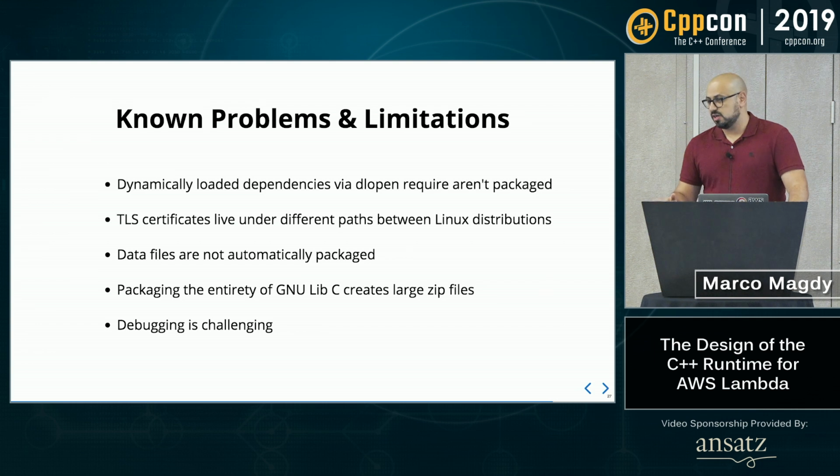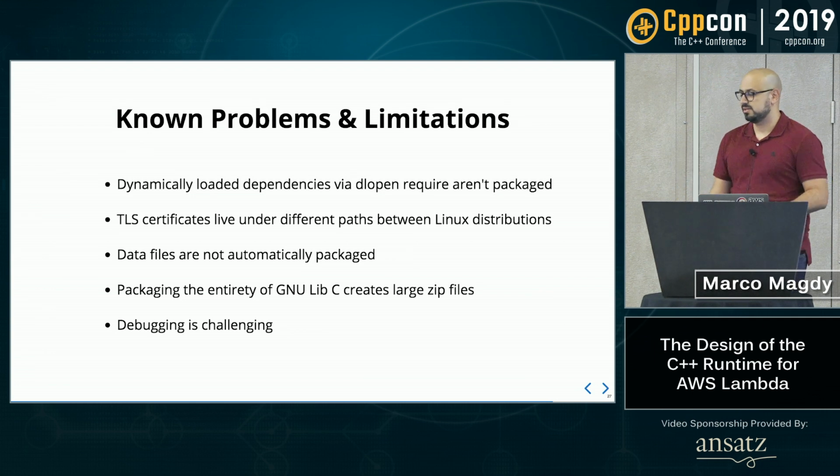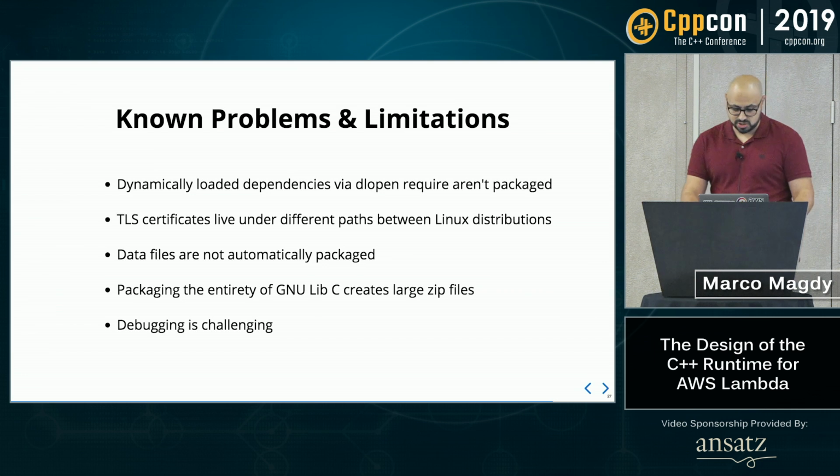Packaging the entirety of GNU libc can actually make your zip file bloat. There are quite a bit of files. It's not tremendous, but it adds maybe about 10 megabytes to your zip package. So that's something to be aware of. If your package is already large, then that's one reason to opt in for the second option I had before, which is build on Amazon Linux so you don't have to package libc.